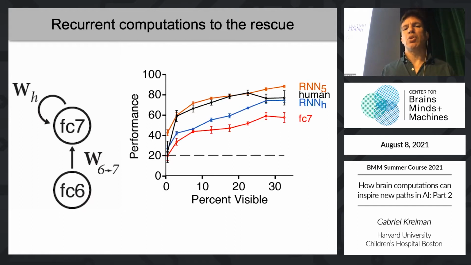So here's what happens. I'm going to talk first about the so-called RNNH model. For the aficionados, this is what's called a Hopfield network. Here what we're doing is we're taking the FC7 layer of AlexNet. This is the topmost layer of AlexNet before the classification layer. And then we are adding all-to-all connectivity, that is horizontal connectivity within FC7. Importantly, we're not training the model with any of the occluded images. So we're not doing any backprop here.